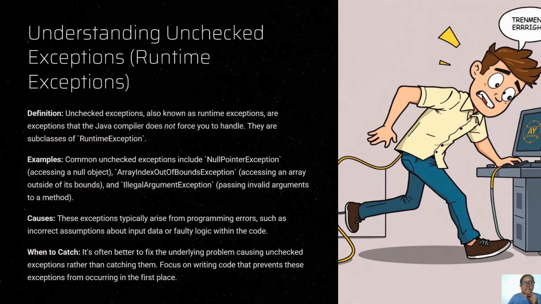Next is ArrayIndexOutOfBoundsException. This is nothing but accessing an array outside of its bounds. And IllegalArgumentException, which is passing invalid arguments to a method. The causes of these exceptions typically arise from programming errors, such as incorrect assumptions about input data or faulty logic within the code.